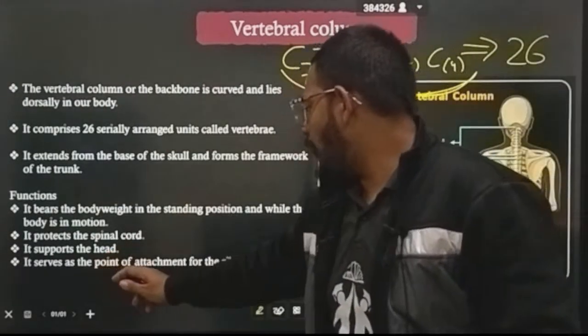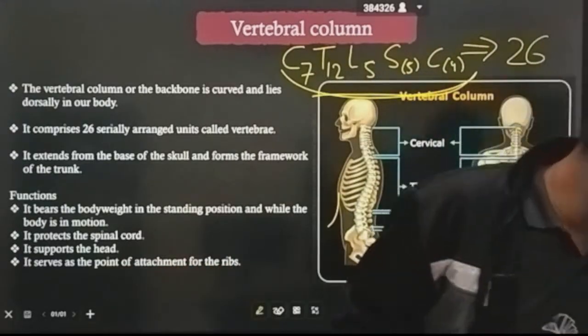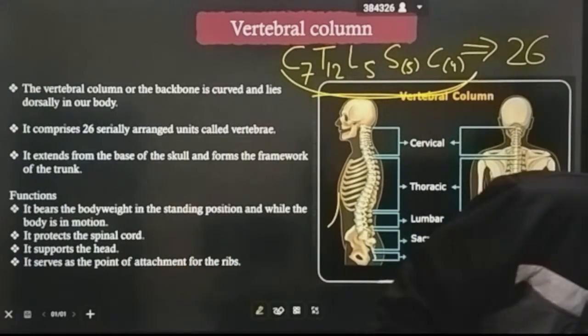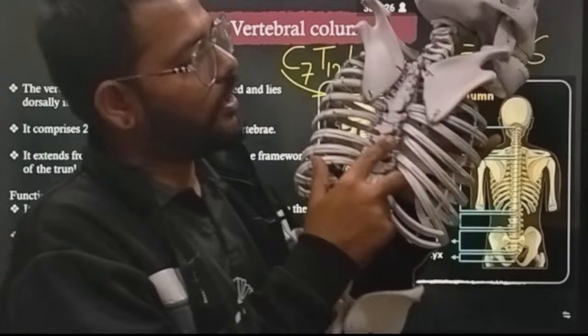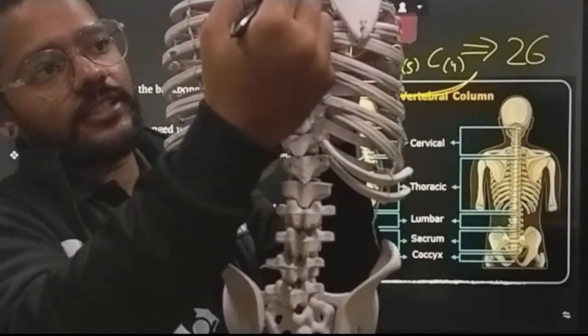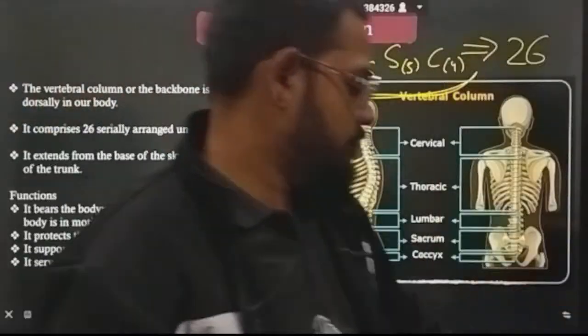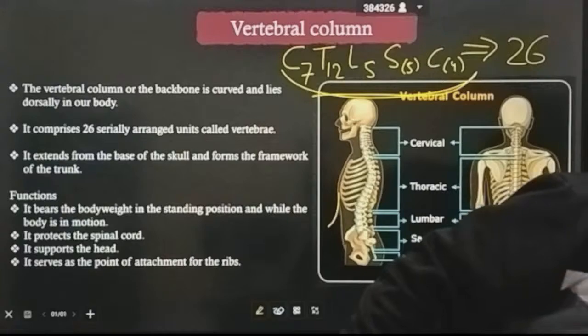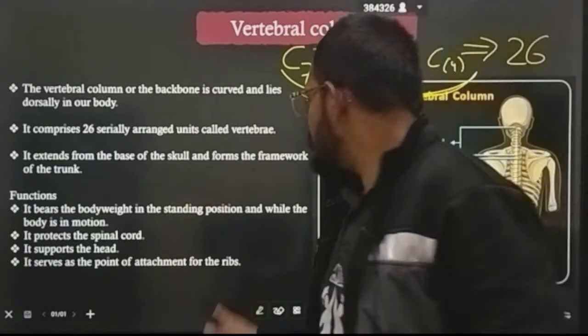Next, it serves as a point of attachment to the ribs. Ribs get attached on this side. The true ribs and the false ribs get attached on this part of the vertebral column with the help of cartilage.